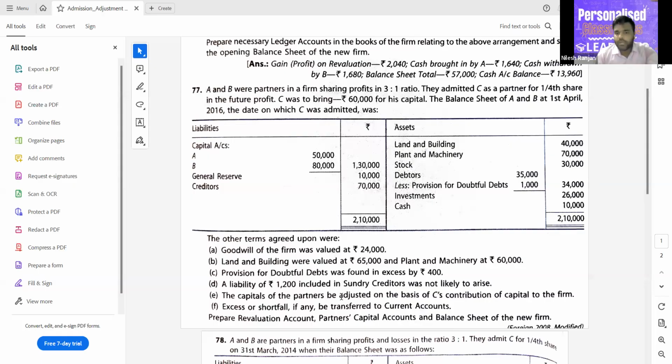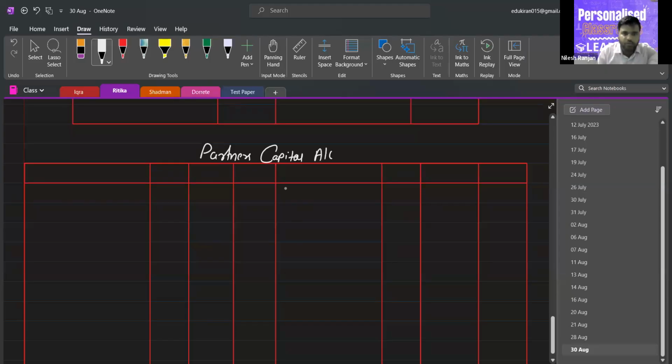The capital of the partners be adjusted on the basis of C's contribution of capital to the firm, excess or shortfall. So we have done all the things here. Now we will discuss the capital and the balance sheet. In the balance sheet, there are three items on the liability side: capital account, general reserve, and creditors. So the capital account balance will be written here by balance.